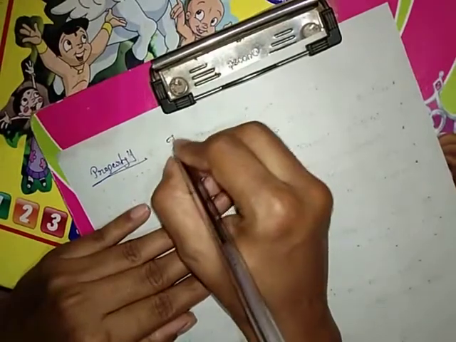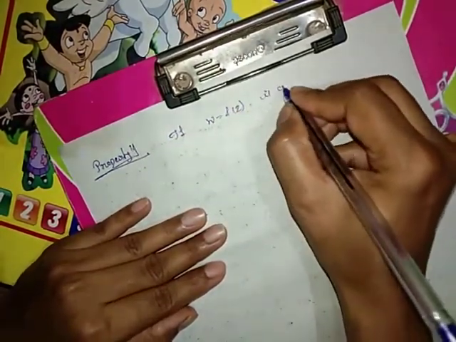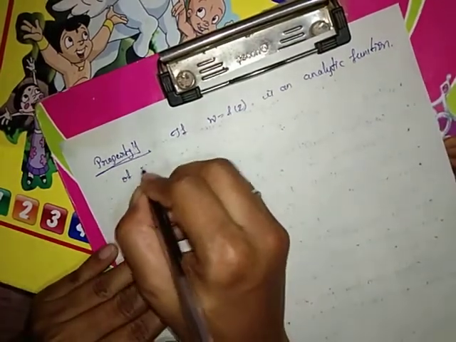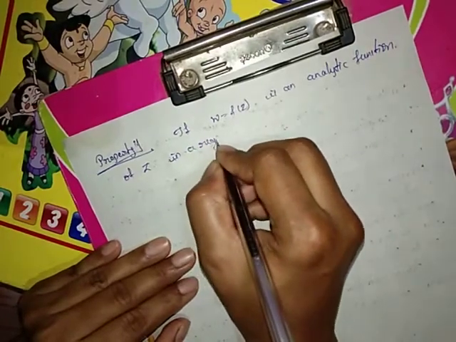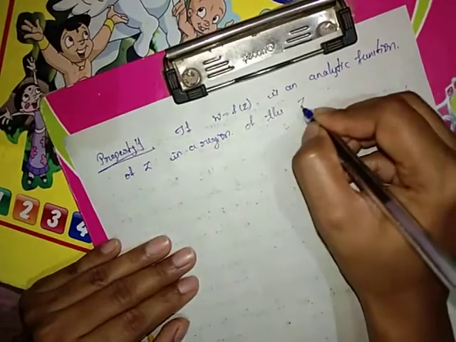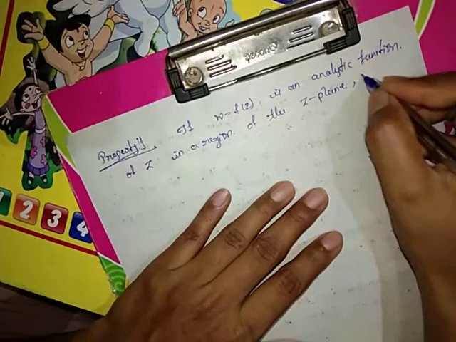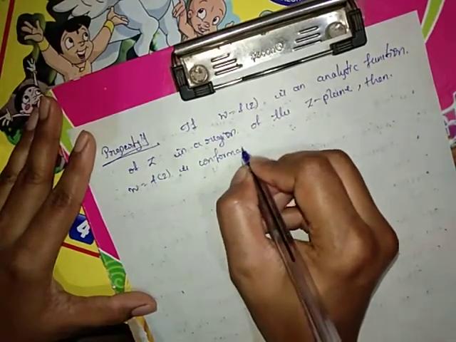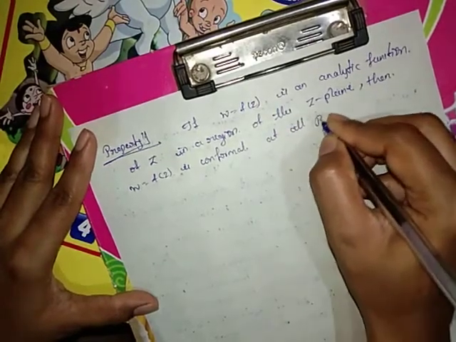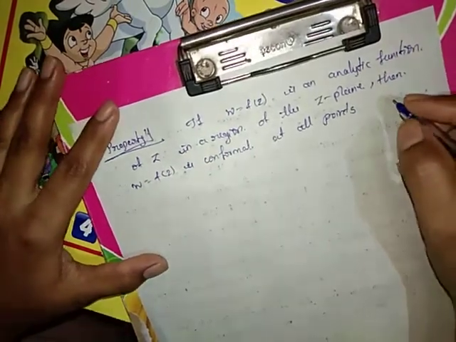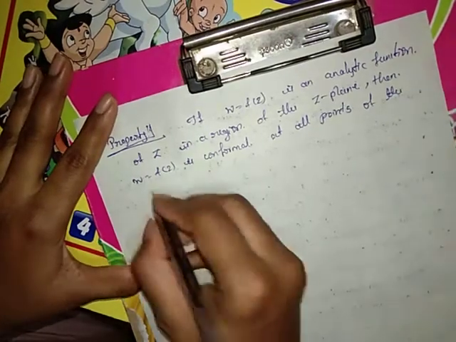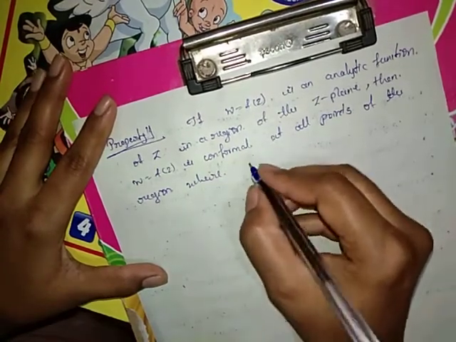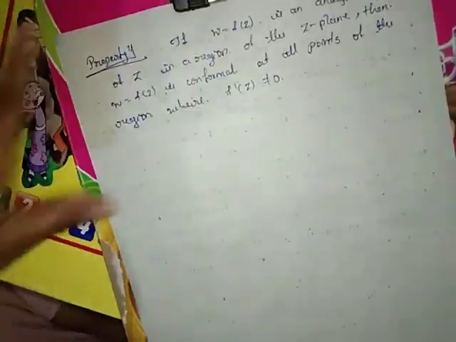The property states that if w equal to f of z is an analytic function of z in a region of the z plane, then w equal to f of z is conformal at all points of the region where f dash of z is not equal to 0.